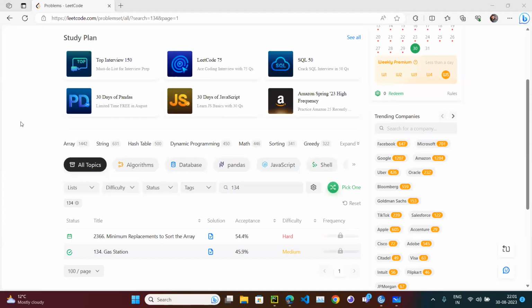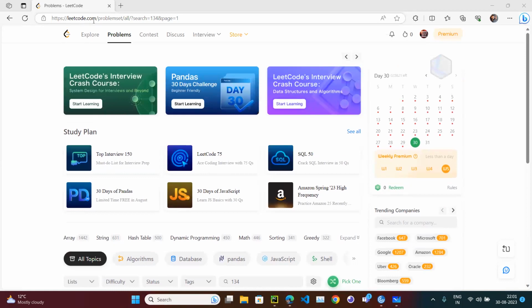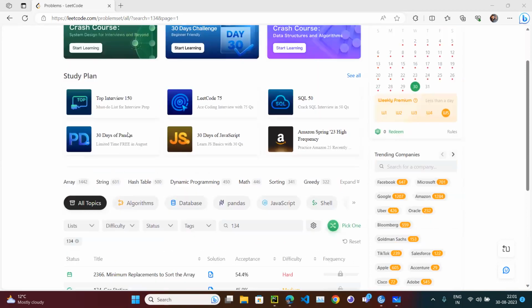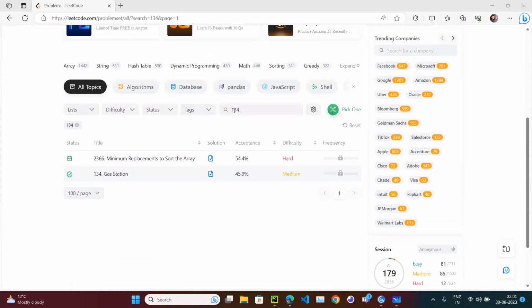Okay, so let's continue with our coding exercise. Open leetcode.com and go to the problems tab. If you scroll down, search for question number 134. As soon as you hit enter, you will find this question, Gas Station, which comes under the medium category. So click on it.